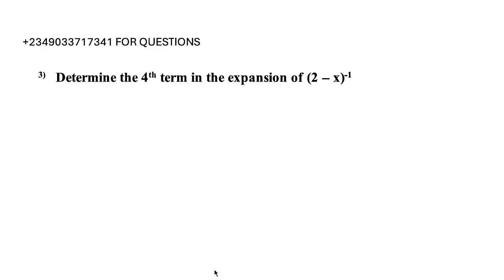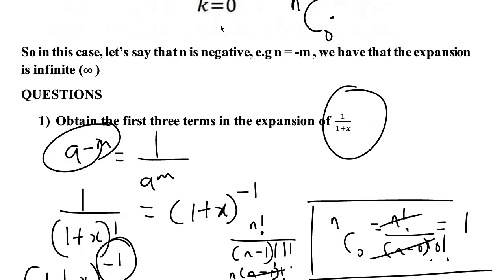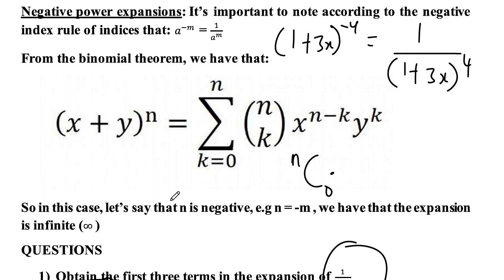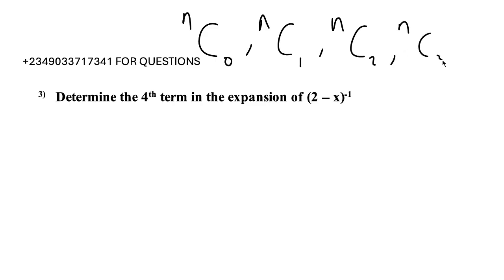Right. So from part 1, we said that the first term, because from the binomial theorem, we are starting from k equal to 0. Look at the formula right here. We are starting from k equal to 0. So that's why you must be very cautious here. So the first term begins with n combination 0, the second n combination 1, the third n combination 2, n combination 3, the fourth, right? So don't make the mistake of using n combination 4 to calculate the fourth term.